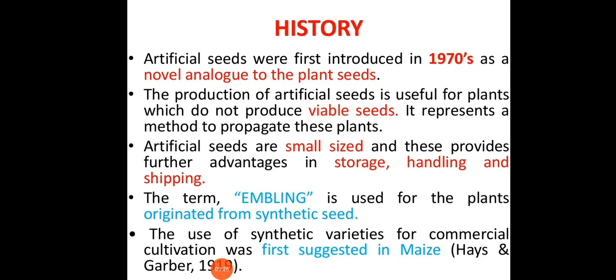Artificial seeds are small in size, and this provides further advantage in storage, handling and shipping. They are very small in size, and look like artificial water balls in shape. The term seedling is used for the plants originating from synthetic seeds. The use of synthetic varieties for commercial cultivation was first suggested in maize by the scientists Hayes and Garber in 1919.